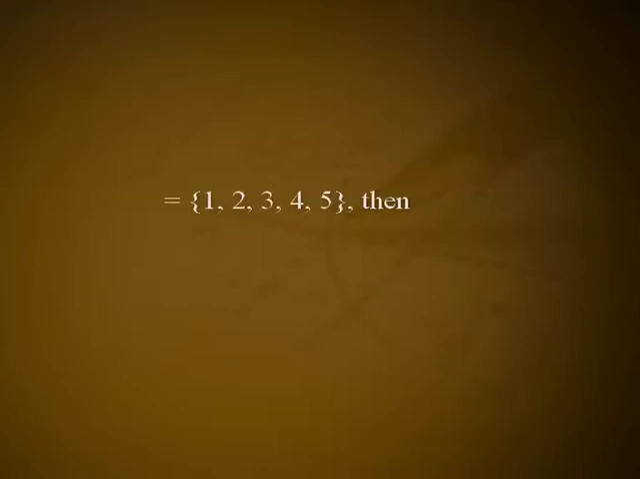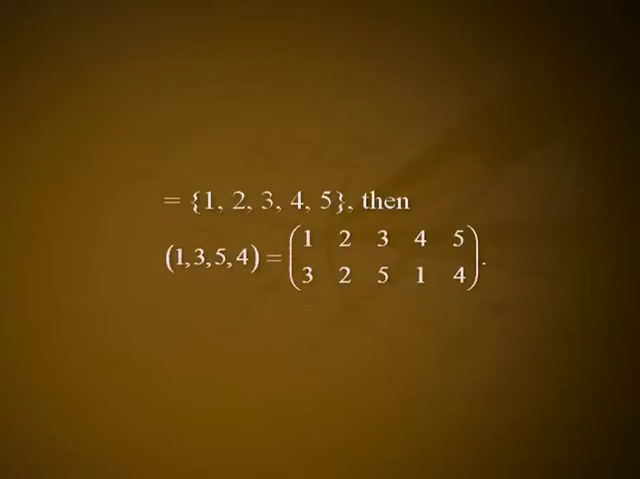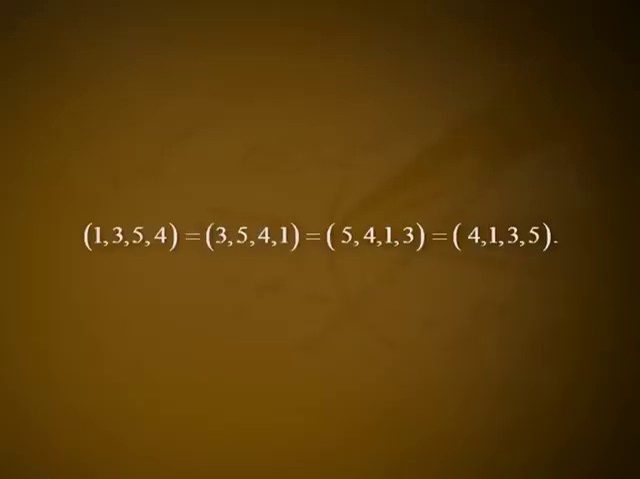Example 1. If A is equal to the set {1, 2, 3, 4, 5}, then the cycle (1, 3, 5, 4) is equal to the permutation 1 to 3, 2 to 2, 3 to 5, 4 to 1, 5 to 4. Observe that (1, 3, 5, 4) is equal to (3, 5, 4, 1), which is equal to (5, 4, 1, 3), which is equal to (4, 1, 3, 5). Example 2. In S6, the cycle (1, 5) denotes the permutation 1 to 5, 2 to 2, 3 to 3, 4 to 4, 5 to 1, 6 to 6.